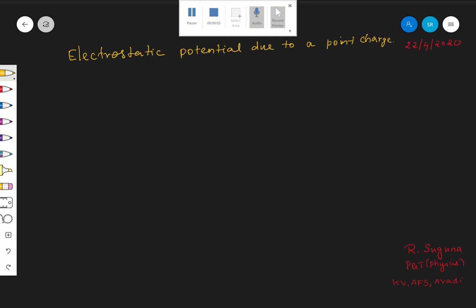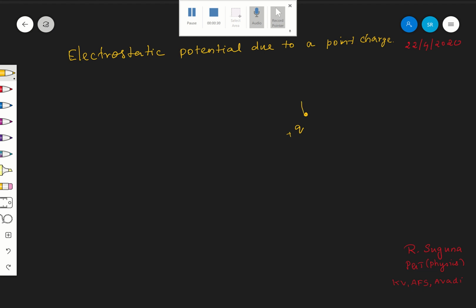Okay, we will start today's class with a simple derivation, that is, electrostatic potential due to a point charge. For that, consider a point charge here, Q. This is the source charge, and that is producing the electric field. What is the source charge? That is plus Q, I'm taking.